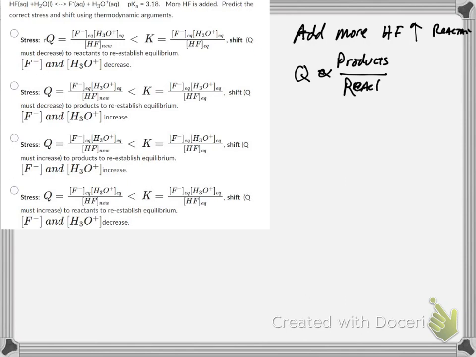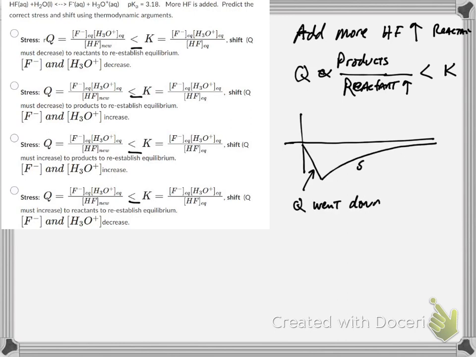Q is proportional to products over reactants. And so if we add reactants, Q goes down versus K. And that's true with all these options. But the shift has to go up. The corresponding shift has to go up to reestablish Q equals K. And that's what separates some of our answers here, because the first two say the shift must decrease Q, and that's not true. We have to increase Q. So that means that the last two options are correct.